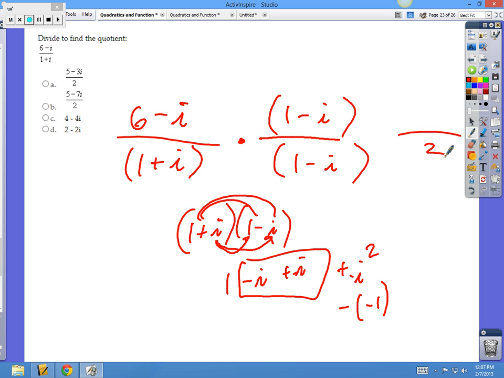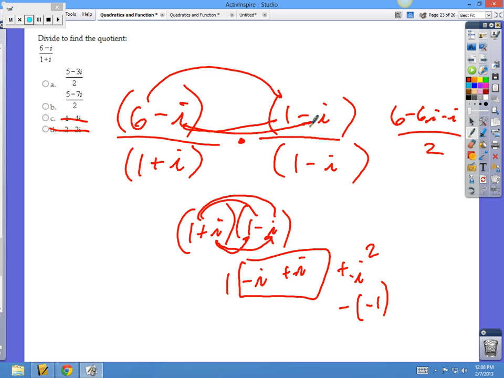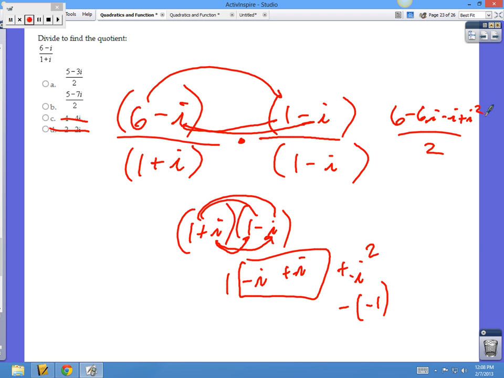So now you've got a 50-50 shot, but you're going to have to keep going. You can maybe kill C and kill D. Maybe you can't, because maybe you can divide them by 2. So on top, maybe I spoke too early. You've got to distribute. 6 times 1 is 6. 6 times a minus I, so minus 6I. Minus I times 1 is minus I, and a minus I times a minus I is a plus I squared.